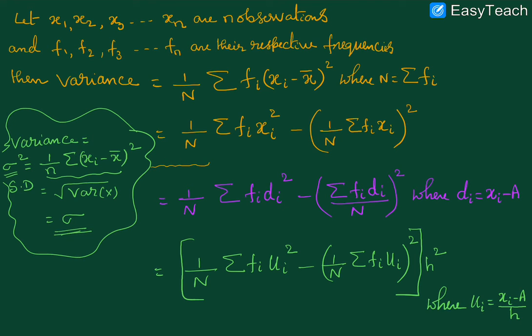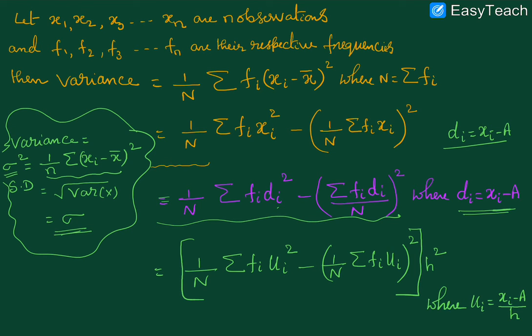But at the same time, for simplification comfortability, wherever the difference is common, then we can take di is equal to xi minus assumed mean. That's what I have written here: di is equal to xi minus assumed mean. Then variance can be calculated by using this formula, where di is equal to xi minus a.